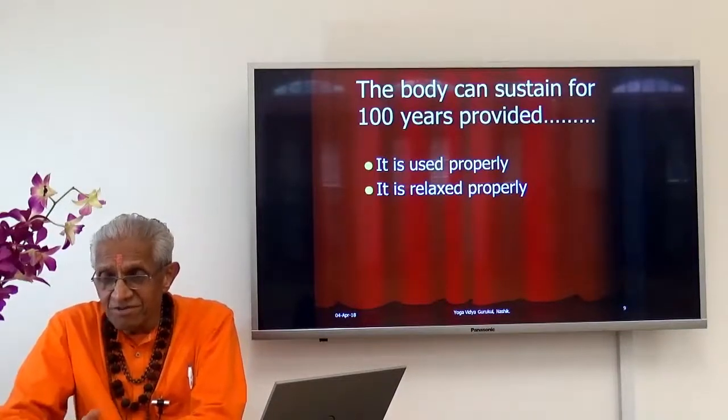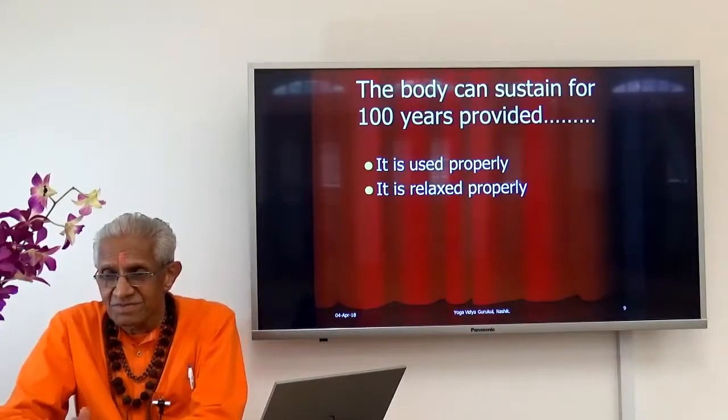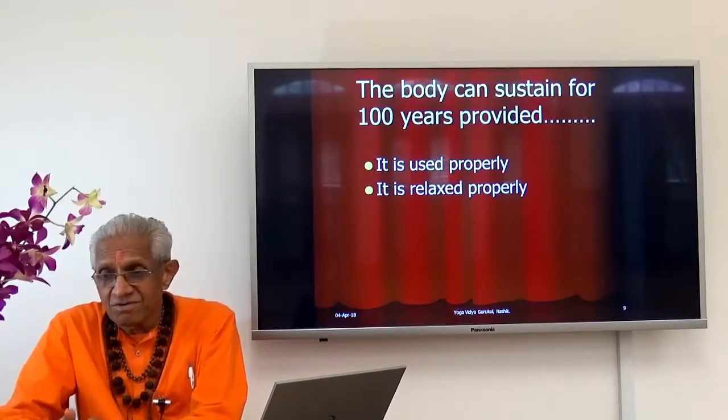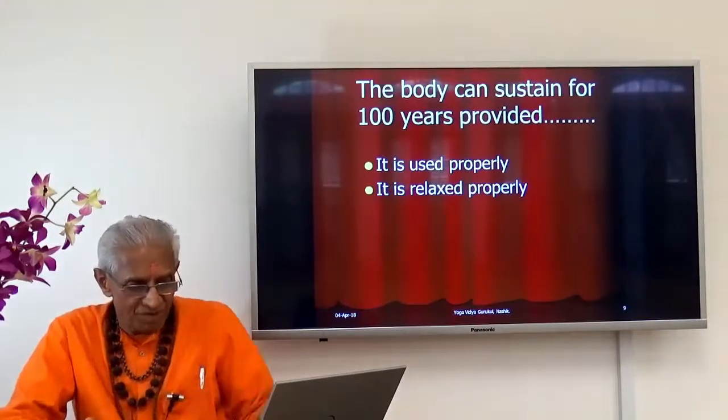Secondly, we have to give rest to the body. And that's what is arranged in the form of sleep. So we must sleep for a certain period in the day. We cannot continue using the body for 24 hours. It will not sustain. So it must be given proper rest.